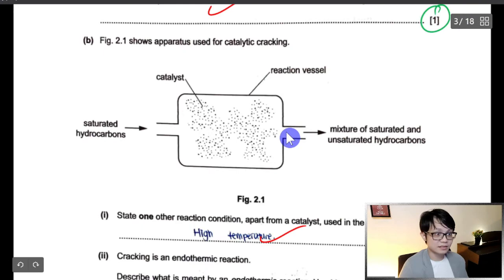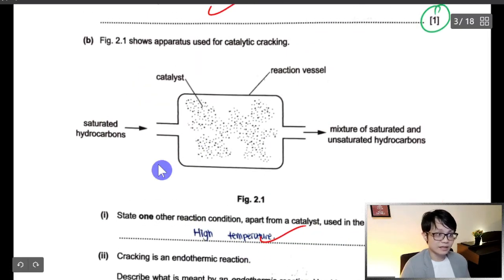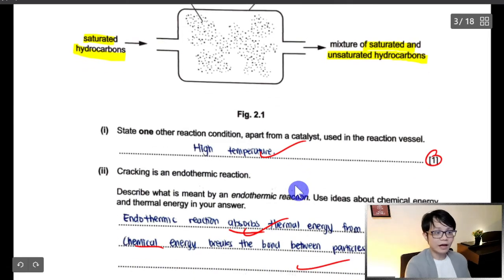This is catalytic cracking. One condition apart from the catalyst used for this reaction: what the catalytic cracking is doing is taking saturated hydrocarbon and producing a mixture of saturated and unsaturated hydrocarbon. Another condition is high temperature or high pressure. Either one.